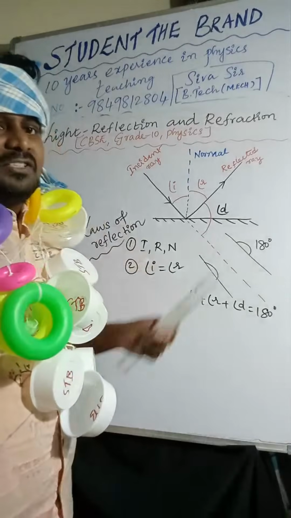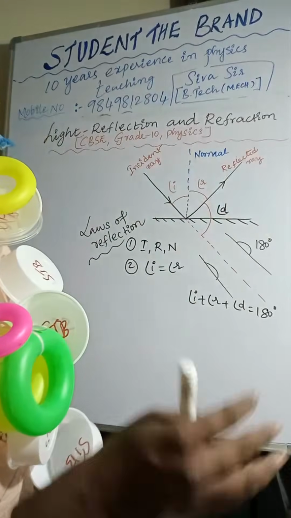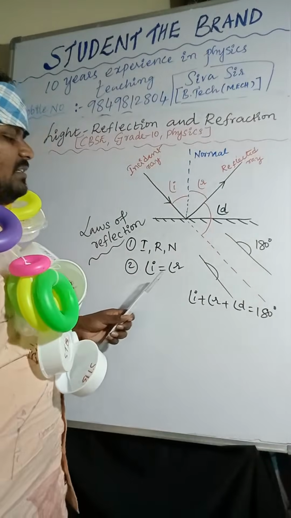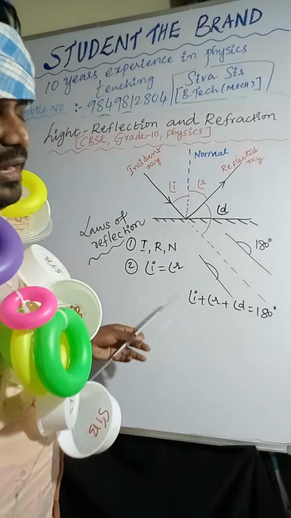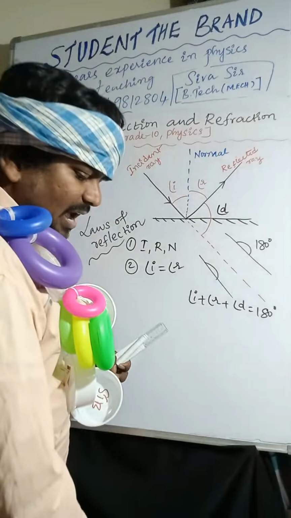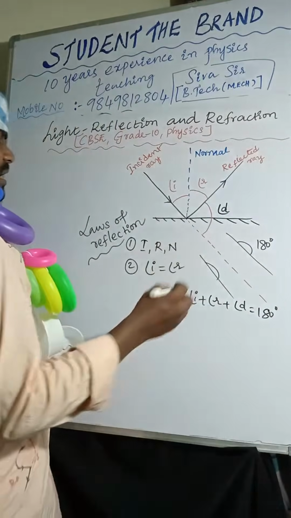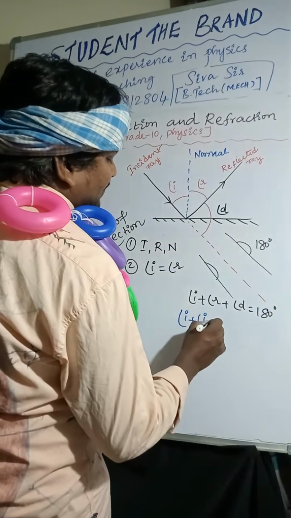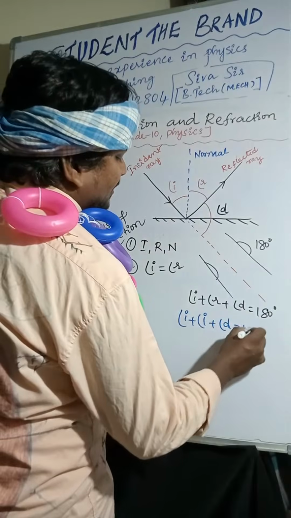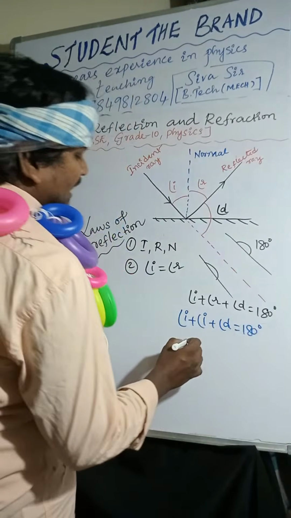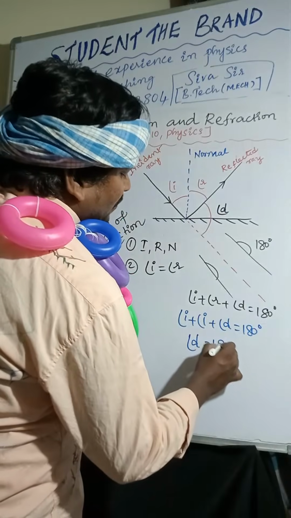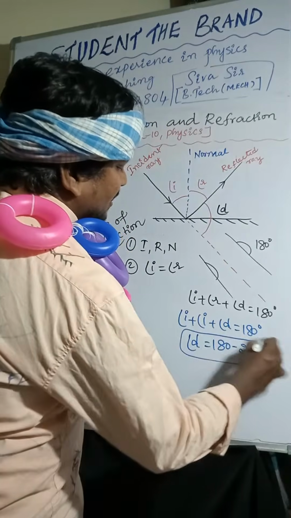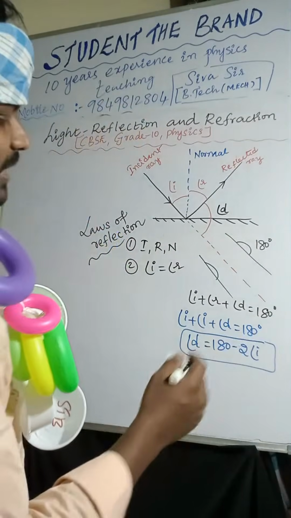From the laws of reflection, the angle of incidence is equal to the angle of reflection. So angle of incidence plus angle of incidence plus angle of deviation equals 180 degrees. Angle of deviation equals 180 minus 2 angle of incidence.